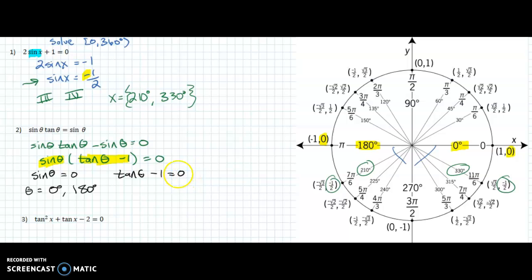But we have this other equation we need to solve, and that's tangent theta minus 1 is equal to 0, and we can solve that by getting tangent by itself. Okay, and then once again, we're going to try to use our unit circle. Let's clean that up a little bit.